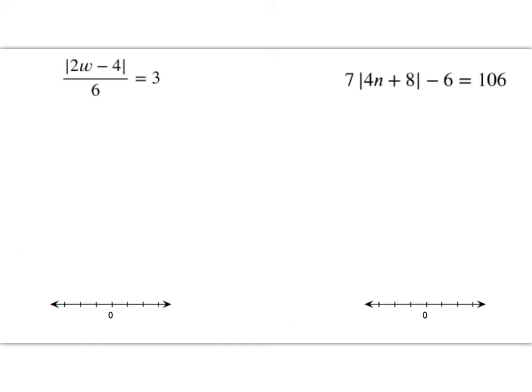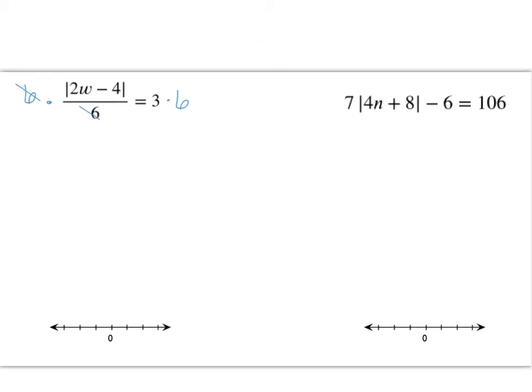Here's a type of equation we haven't seen in a while. Notice I have the absolute value of 2w minus 4, and it's all over 6, right? So when we had something that was all over a number, we have to get rid of that first. So this is all divided by 6. The first thing I have to do in this equation is multiply both sides by 6. So these 6's cancel. I'm left with the absolute value of 2w minus 4 equals 18.